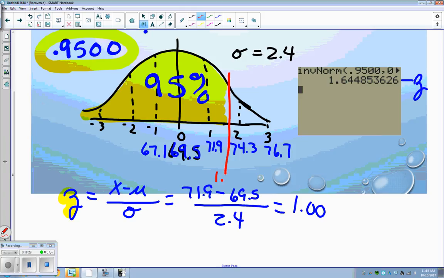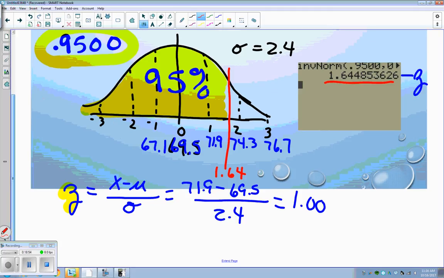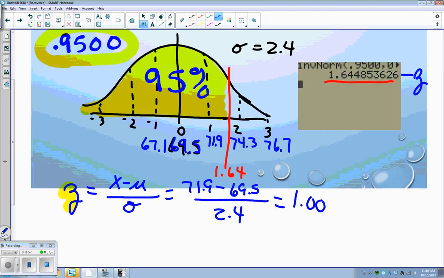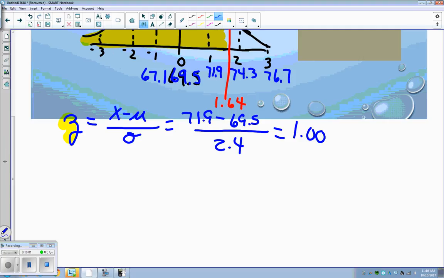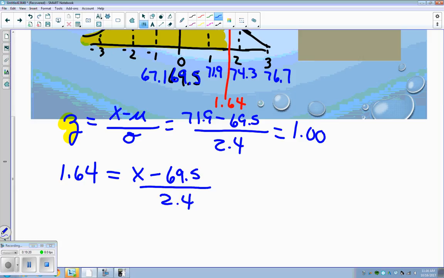So this is going to be 1.6. Should I leave it at 4 or go up to 5 when I round? Leave it at 4, 1.64. But do I know the height of the cabin yet? No, but I can use my formula to find the height of the cabin for 95%. My z-score that I found was 1.64, right? Is equal to x. Well, x is what I want to find. I want to know what that height is. So I'm going to put x. I'm going to subtract mu, which is 69.5, and divide by the standard deviation of 2.4.